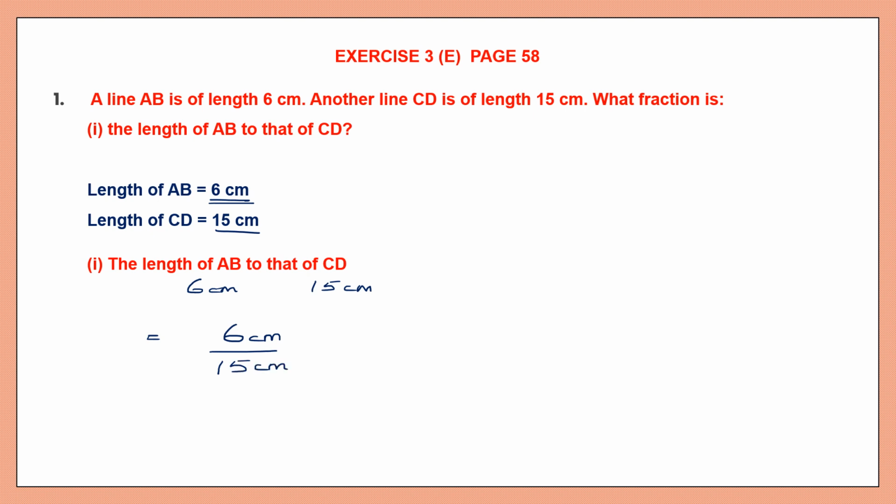Now we have to reduce this to the lowest term by dividing 6 and 15 by a common factor. And the common factor here is 3. So now 3 into 2 is 6, isn't it? So we write 2 in the numerator, we remove the centimeters. Now 3 into 5 is 15. So we have got our answer. The fraction form of the length of AB to that of CD is 2 by 5.